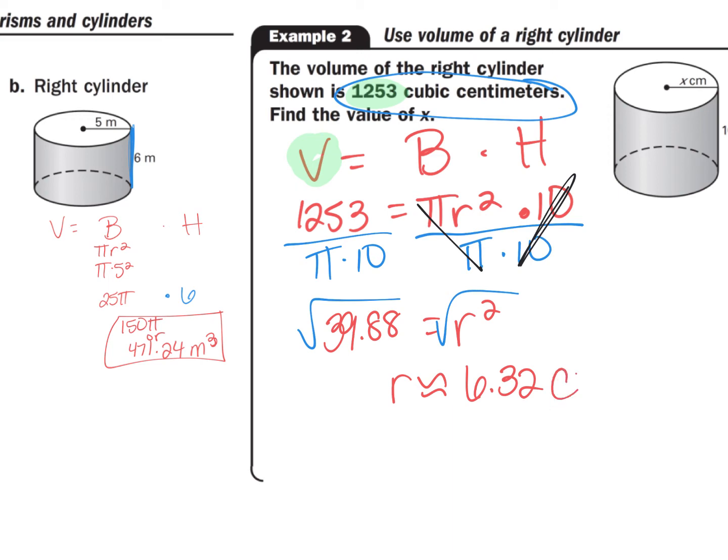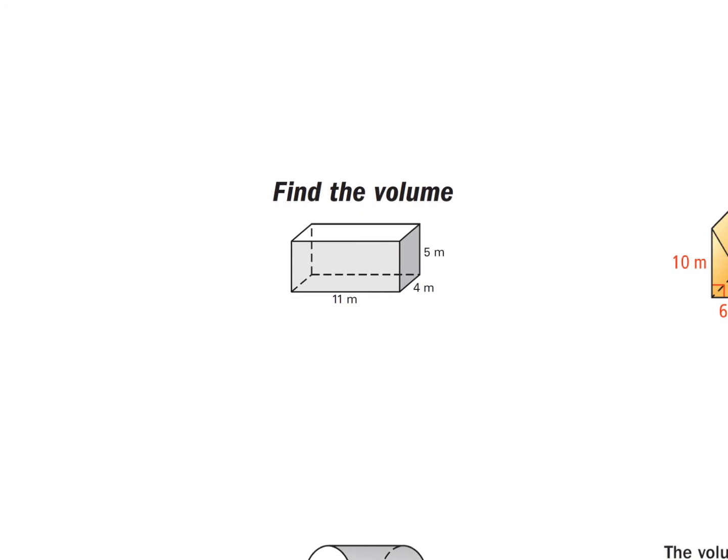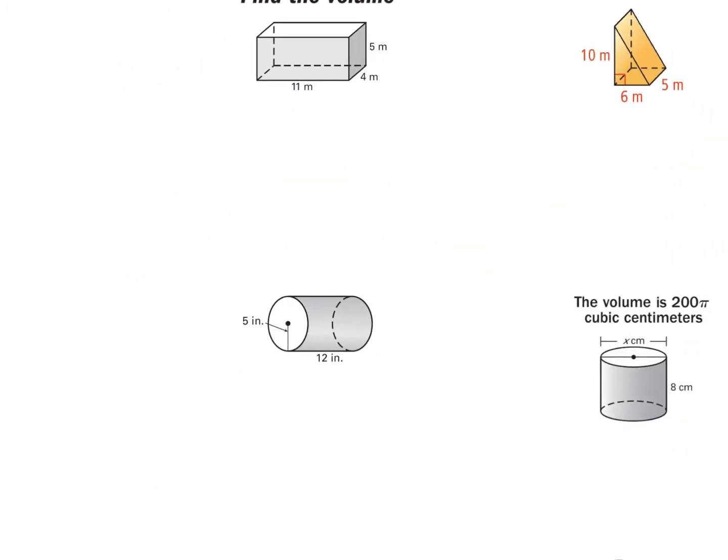And they kind of give you a hint on it right here. So x centimeters. Radius is a one-dimensional line. It's a straight line. So it will be just centimeters. Because we're not doing area, we're not doing volume, it's just radius. All right, now let's do a few more just to practice.